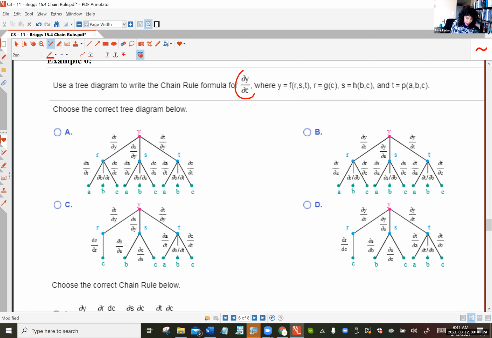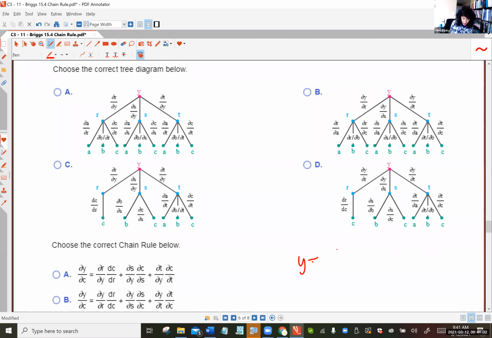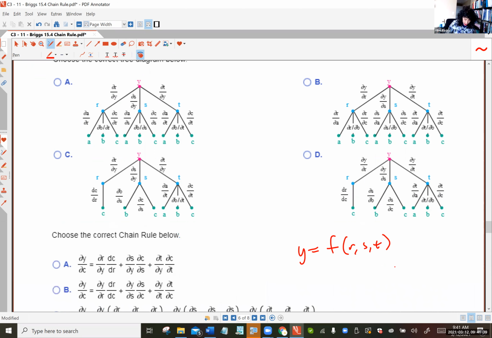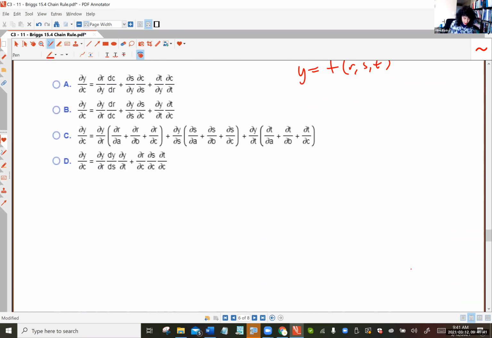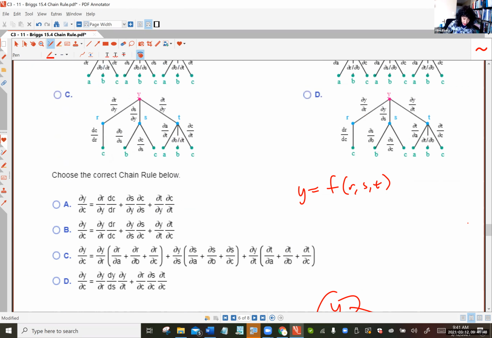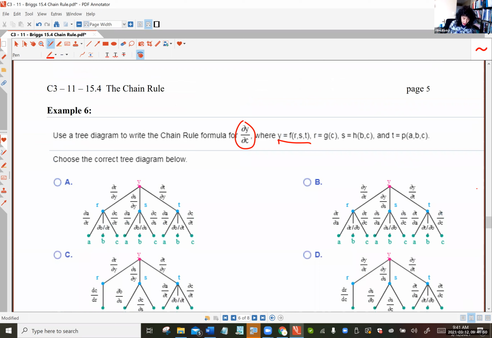They want you to get dy/dc, where they're telling you y is a function f, and so they're just giving y two names, but y is a function of r, s, and t, like this. And so what does that mean? If you're going to draw a tree diagram, let me draw the tree diagram down here. Here's y. y is a function of r, s, and t, three variables. But be careful, r, s, and t are themselves functions of different things.